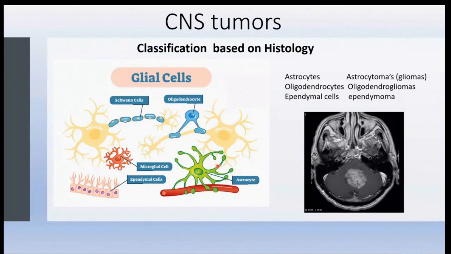The most common primary brain tumors arise from astrocytes, which can result in astrocytomas, and they can be called gliomas. The other type of tumor is the oligodendroglioma, for which the precursor cell is the oligodendrocyte. And then we have the ependymal cells, which line the ventricles and the central canal, and this gives ependymomas. Then we have the Schwann cells, which secrete the myelin around the nerve roots, and these can result in schwannomas.